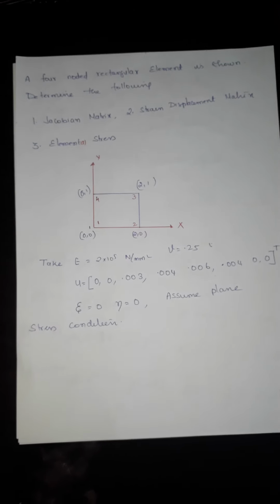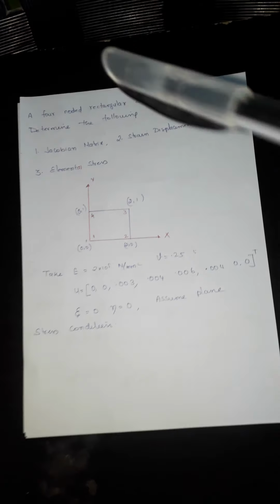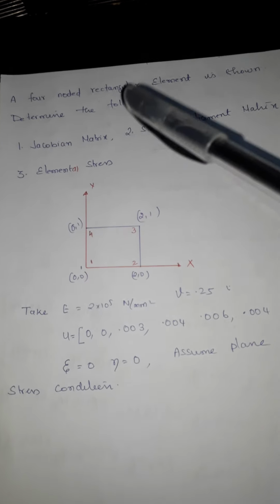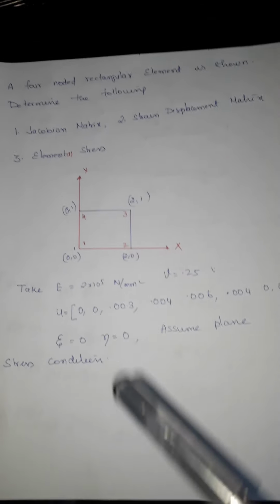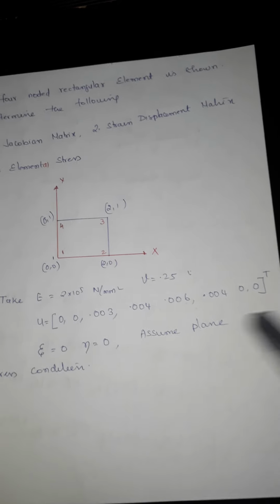One more problem in unit 5: the isoparametric quadrilateral element. For this quadrilateral element, how do we find the Jacobian matrix, the strain displacement matrix and the element stresses? The problem is that a 4-noded rectangular element is shown. Find the Jacobian, strain displacement matrix and element stress. E is given, Poisson's ratio is given, and the displacement transpose matrix is given.